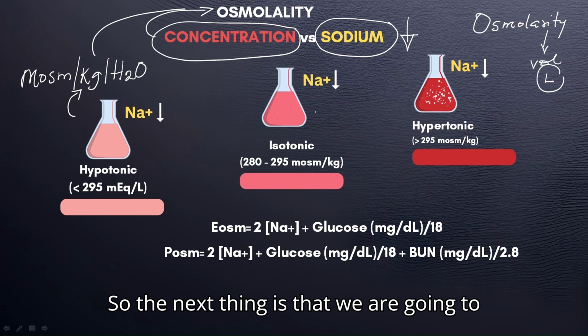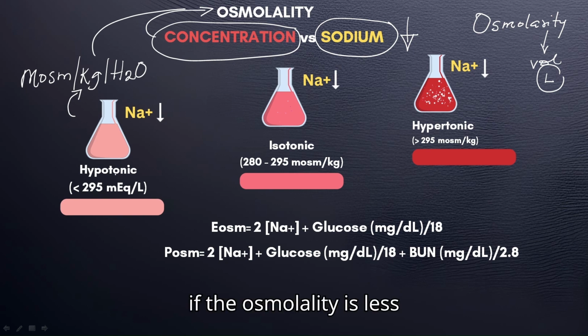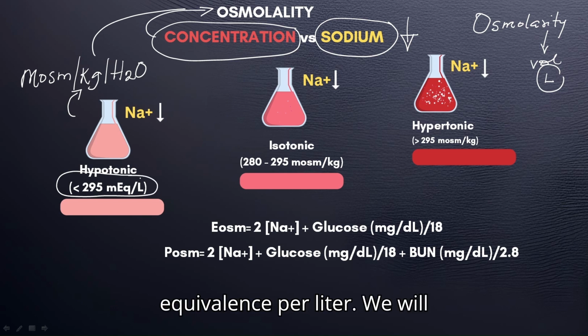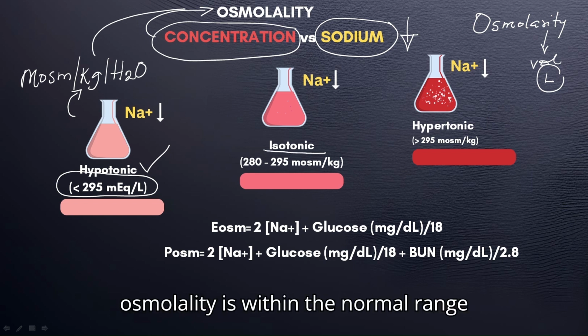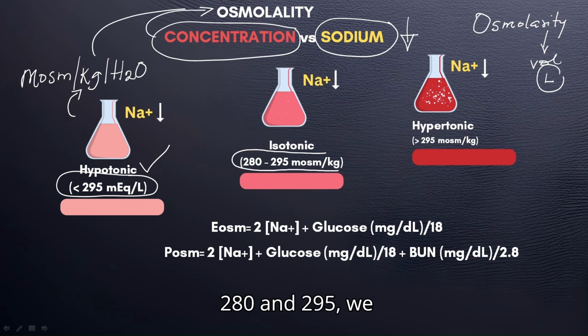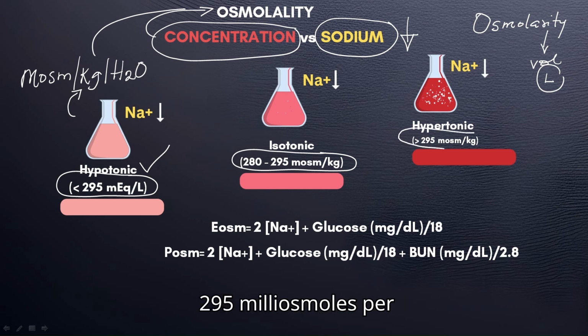So the next thing is that we're going to check the concentration or the osmolality. If the osmolality is less than 280 milliosmoles per kilogram, we will call it hypotonic hyponatremia. If the osmolality is within the normal range, 280 to 295, we will call this isotonic hyponatremia. If the osmolality level is greater than 295 milliosmoles per kilogram, we will call this hypertonic hyponatremia.